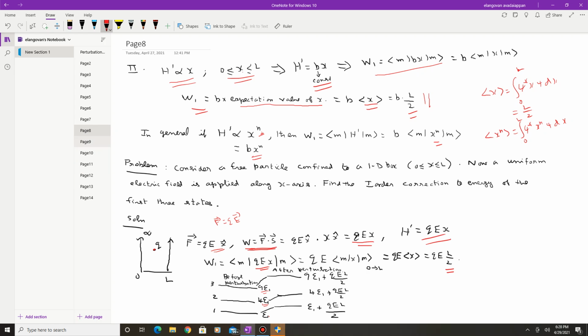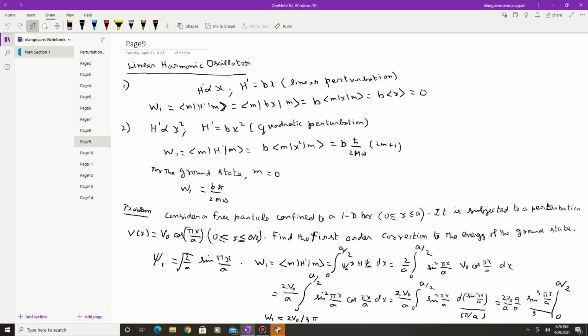Then the next problem, the linear harmonic oscillator problem. Here H prime is proportional to x, that means H prime is equal to Bx. So the first order correction is the expectation value of H prime between m and m. Substitute H prime equal to Bx. B is a constant that can be taken outside. Now here this is the expectation value of x. For the harmonic oscillator problem, because these 2 states have well defined parity and x is an odd function, this is zero.